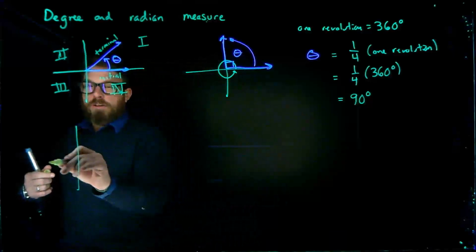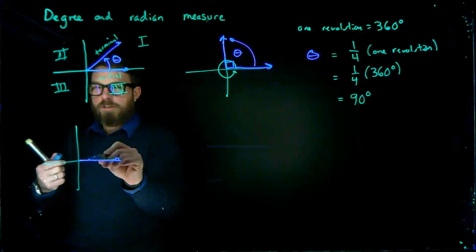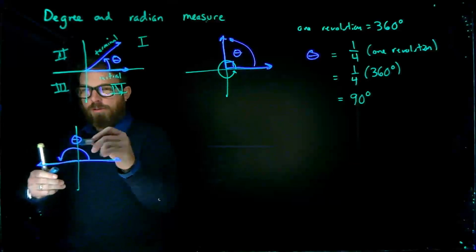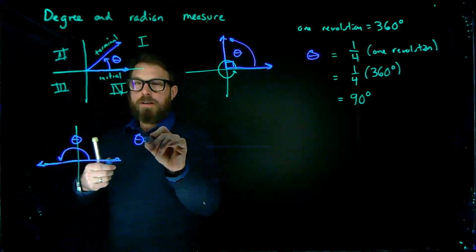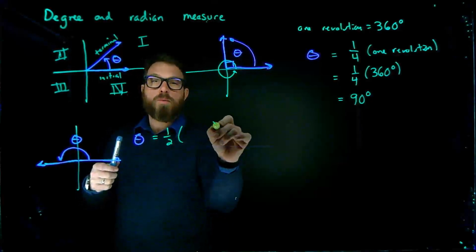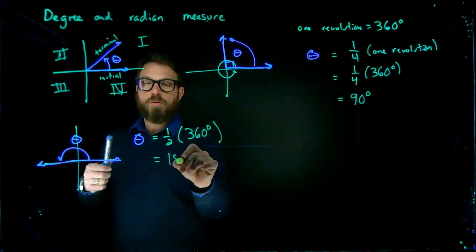So if I have an angle that looks like this, positive x-axis opening in this direction, halfway around, this angle theta, we know theta is going to be equal to half of one revolution, or half of that 360 degrees, which is going to be equal to 180 degrees.